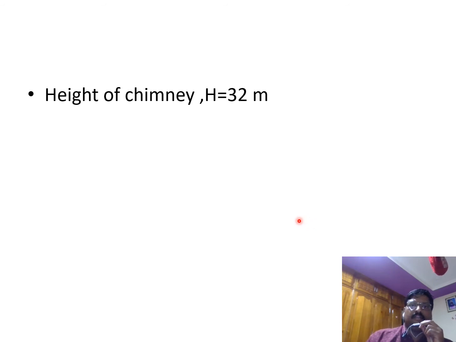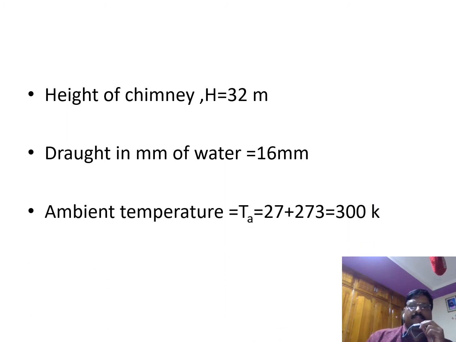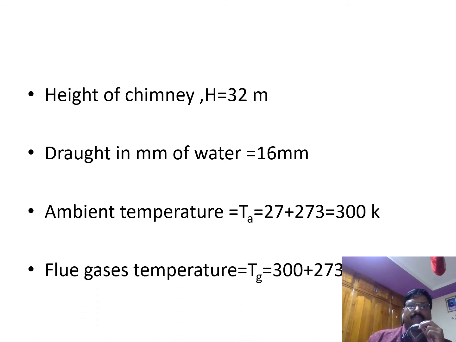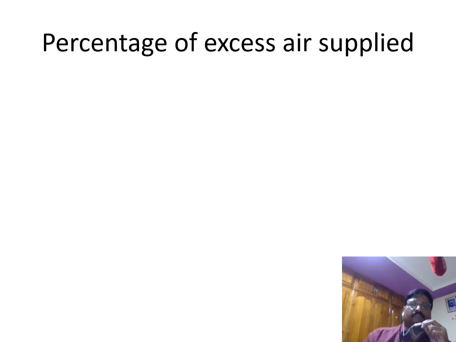In this data, the height of the chimney is given as 32 meters and draught is given as 16 mm. Ambient temperature is given as 27 degrees centigrade, that is 27 plus 273, that is 300 Kelvin. Flue gas temperature is given as 300 degrees centigrade, converting into Kelvin, 300 plus 273, that is 573 Kelvin. Now what is the percentage of carbon in the fuel? It is 81%. First we have to determine the percentage of excess air supply.